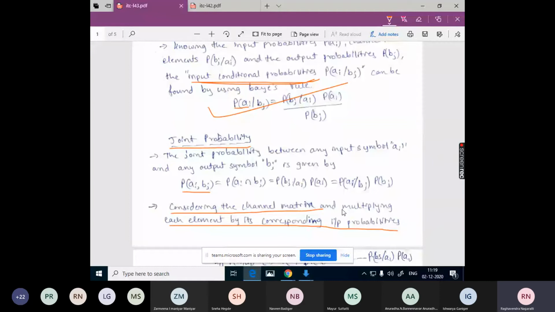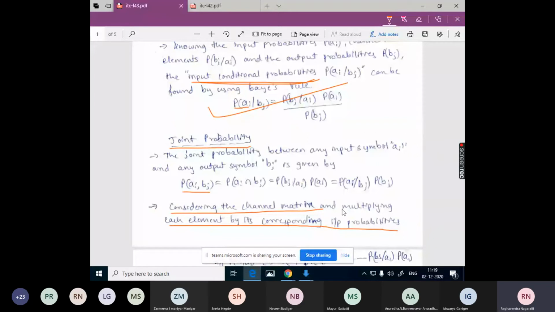P of A1 plus P of A2 plus up to plus P of AR is equal to 1. These are the only possible output symbols. So sum of all probabilities of all symbols is equal to 1. So these are the only possible input symbols. So sum of probabilities of all these symbols is equal to 1. Okay. So these are the standard equations, standard rule that we need to follow when we come to the probability theory.